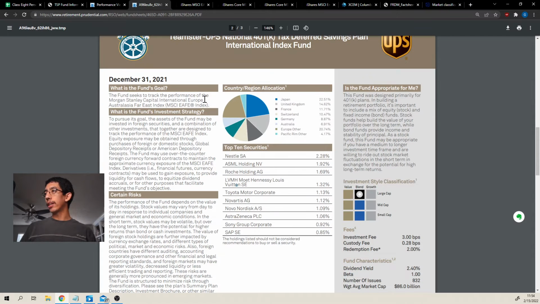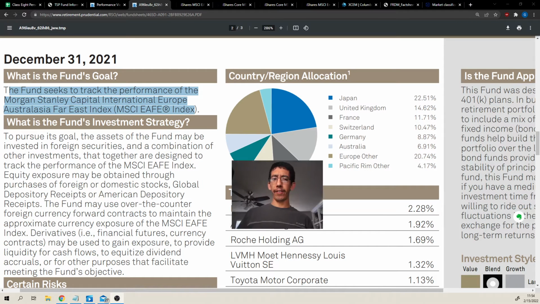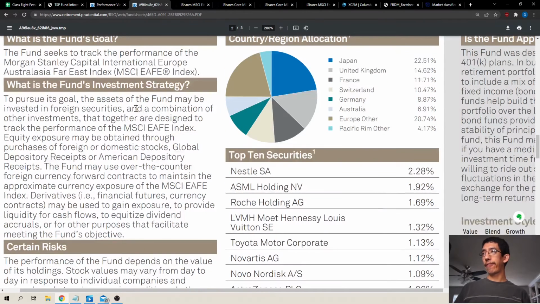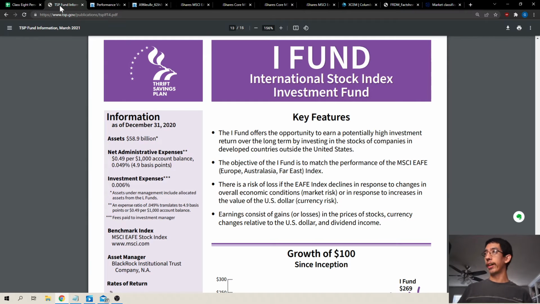But you go through this and you try to figure out, okay, what's in this fund? The fund seeks to track the performance of the Morgan Stanley Capital International Europe Australasia Far East Index, MSCI EAFE Index. I move my face back over here. I think it's better this way. So this is tracking the same index as this TSP one. Over here, it also excludes Canada.